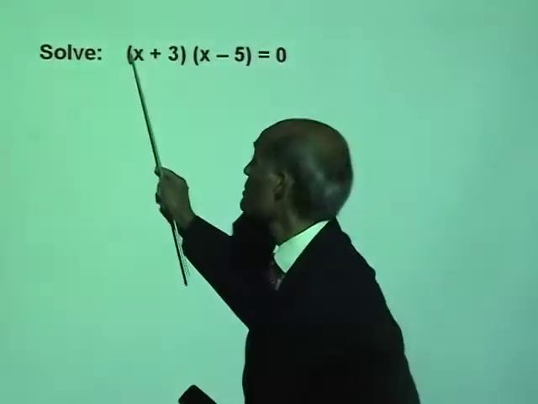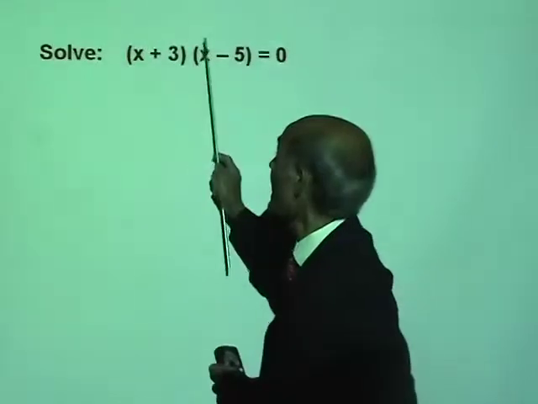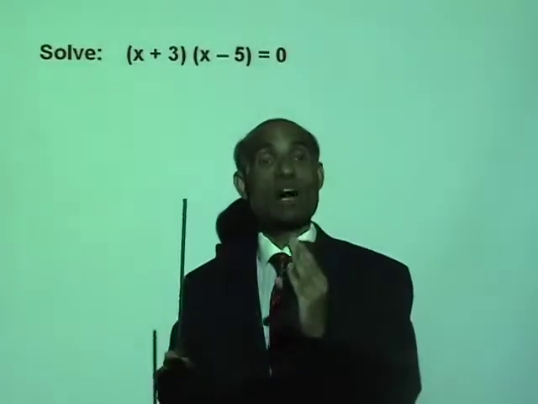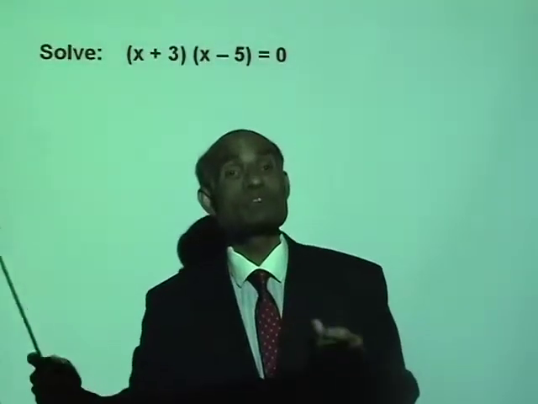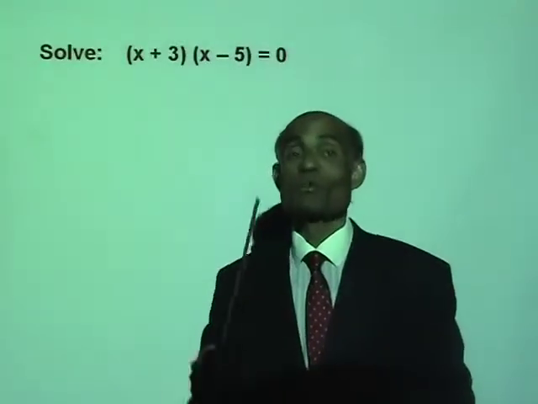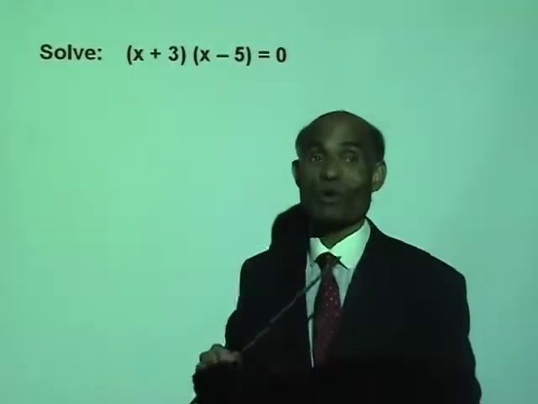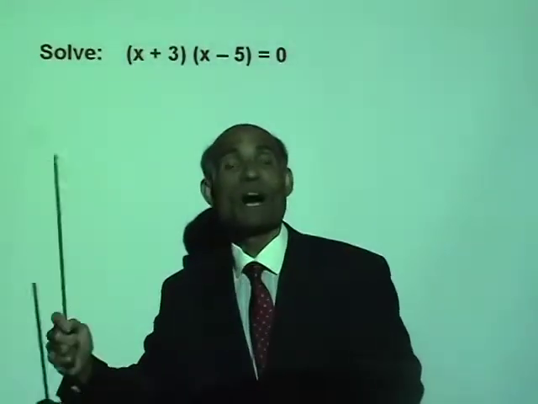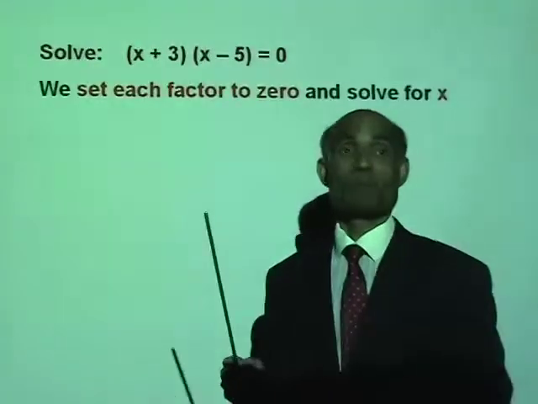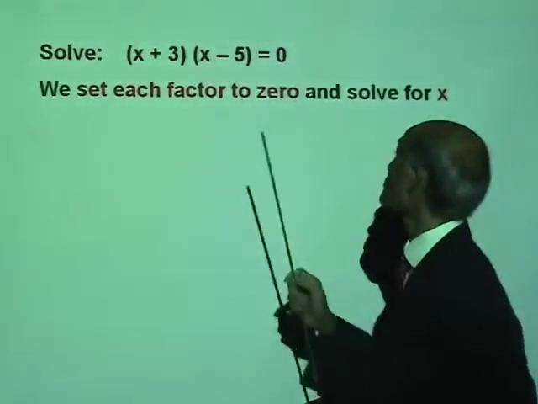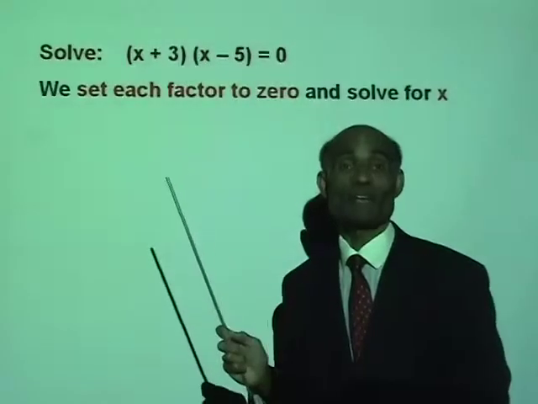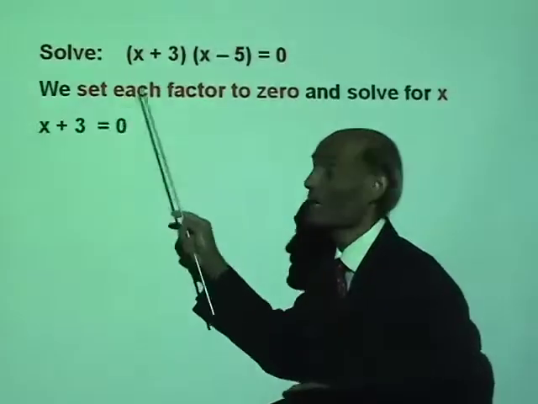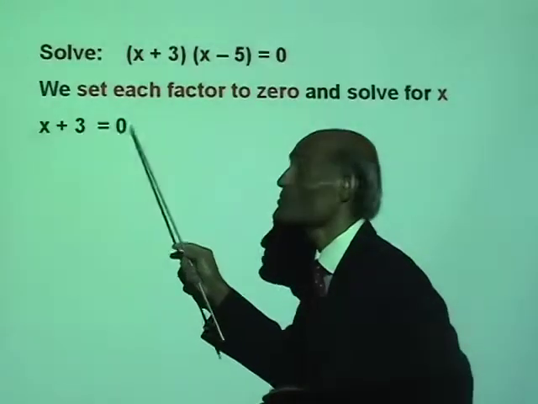The left side: x plus 3 is one factor, x minus 5 is the second factor. x plus 3 times x minus 5 equals 0. So we can now go to step number 4. What is that? Take each factor, set it equal to 0 and solve for the variable. What is the first factor? The first factor is x plus 3. So x plus 3 equals 0.